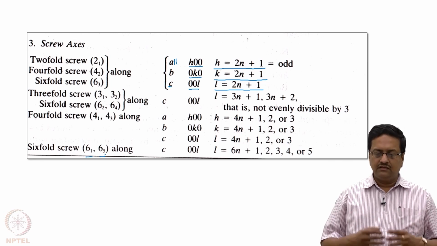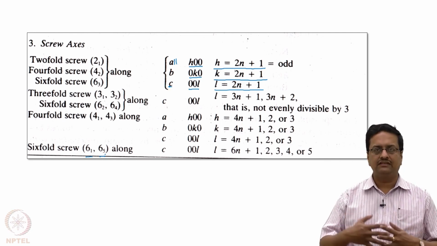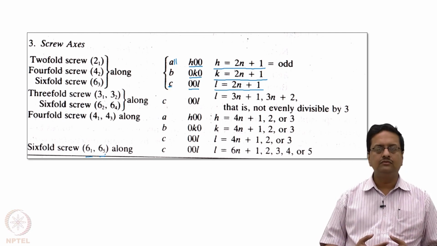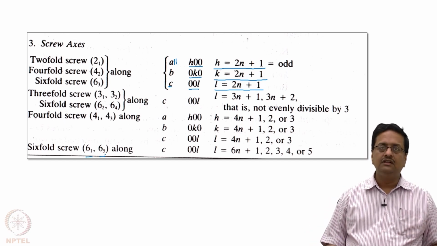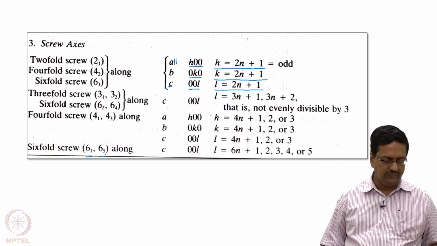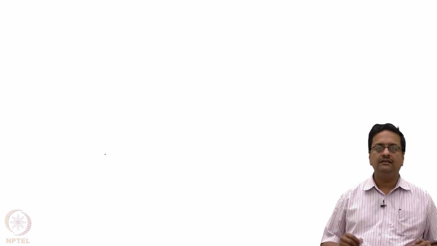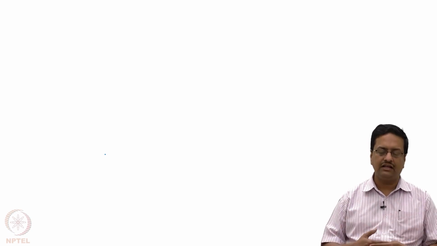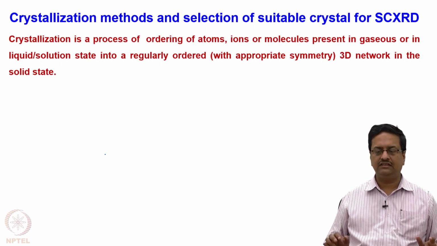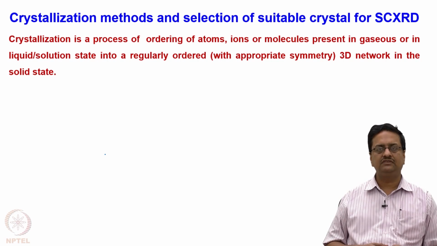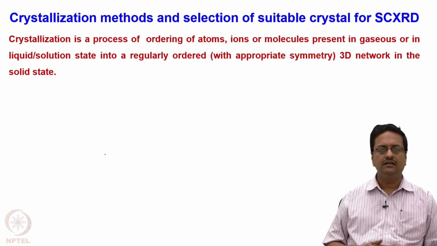So with this initial background on theory of X-ray diffraction, I would like to change the topic now, and we would like to discuss the crystal growth, the mechanism of crystal growth, and how one can grow good quality single crystals, what do we mean by good quality single crystal and things like that, with some figures and diagrams. So now we would like to discuss the crystallization methods and selection of suitable single crystals for X-ray diffraction.